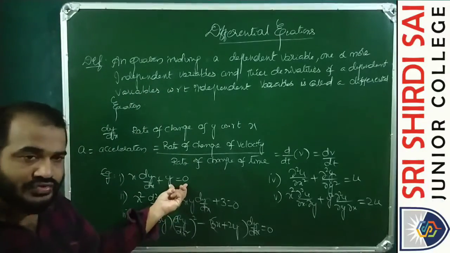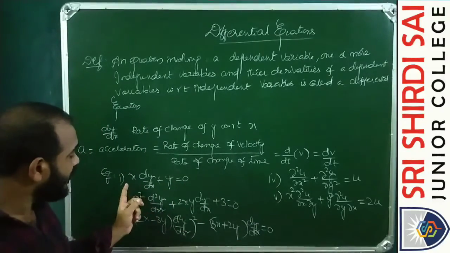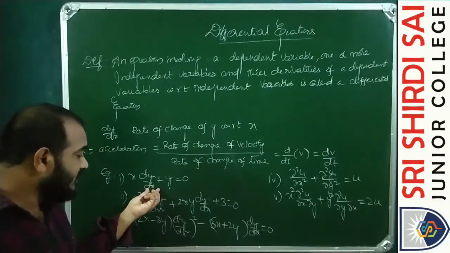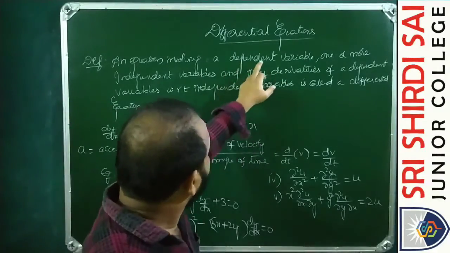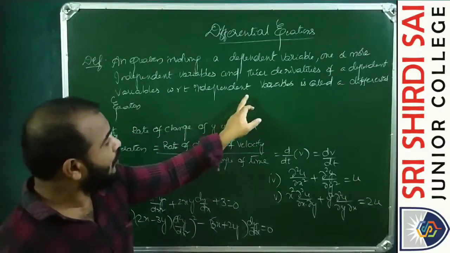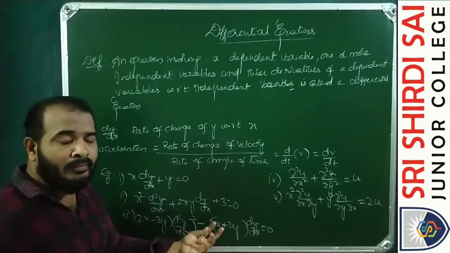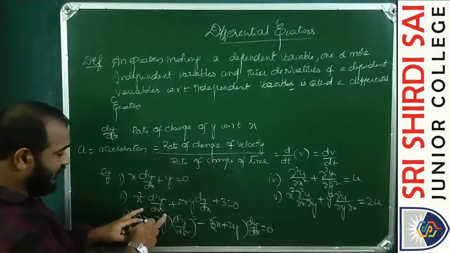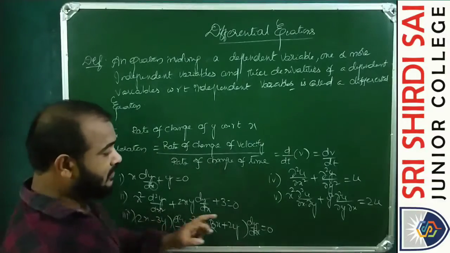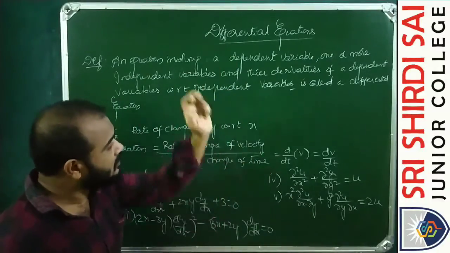In everything the equals symbol is there, which means it is an equation first of all, and everything is in terms of the variables x and y. Here y is the dependent variable and x is the independent variable, and we have the derivatives of the dependent variable with respect to the independent variables. It may be one variable or more than one independent variable. Here the independent variable is one, and here it is one, but here there are two independent variables. Therefore we can classify differential equations.